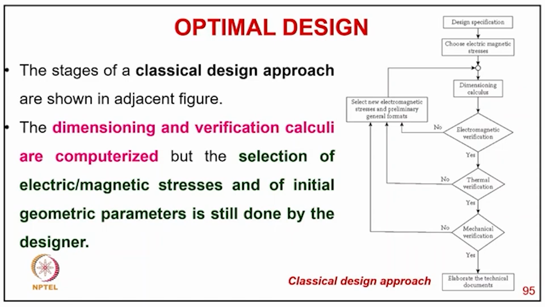If it is not satisfied, we have to go back and modify the selection of the parameters, and if yes, then we go to thermal verification, temperature rise and other things. If yes, we go ahead, otherwise we go back again to modify the design, and then we check the mechanical verification with the stress and all that. If no, we have to go back. If yes, then we go to the technical document, as the design data or design sheet of this machine.